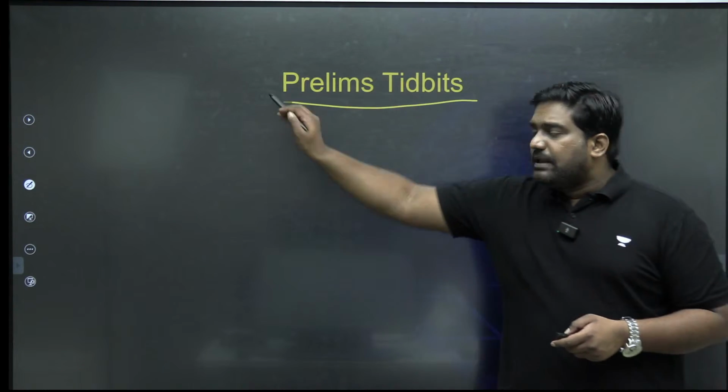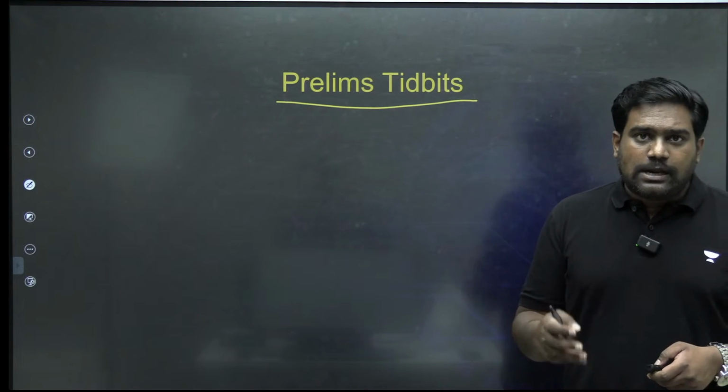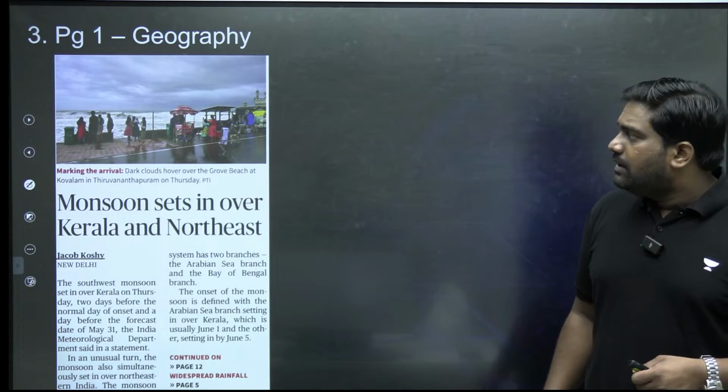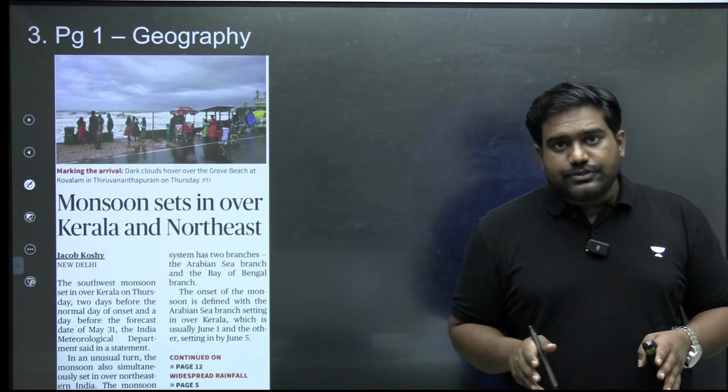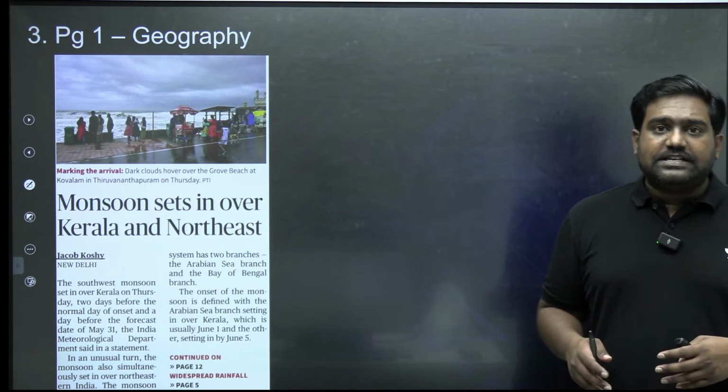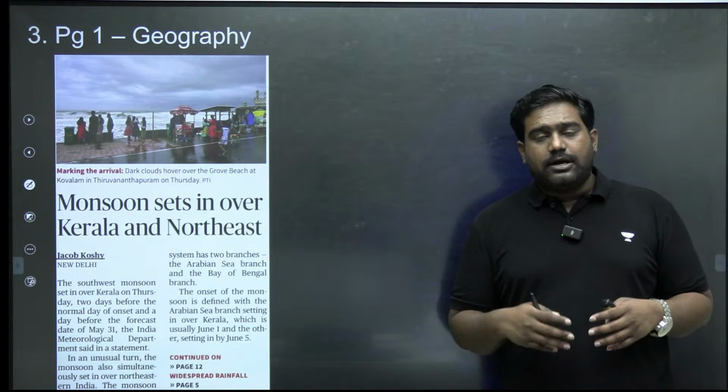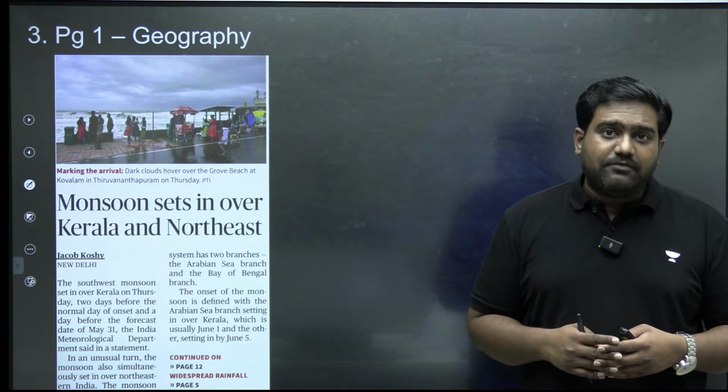So now we'll head to the prelim section and take a quick look at the small articles. Let's start with article number 1 on the first page. So this article refers to the onset of monsoons. So this is a great relief, especially for those parts of India which are struggling with heat wave conditions.